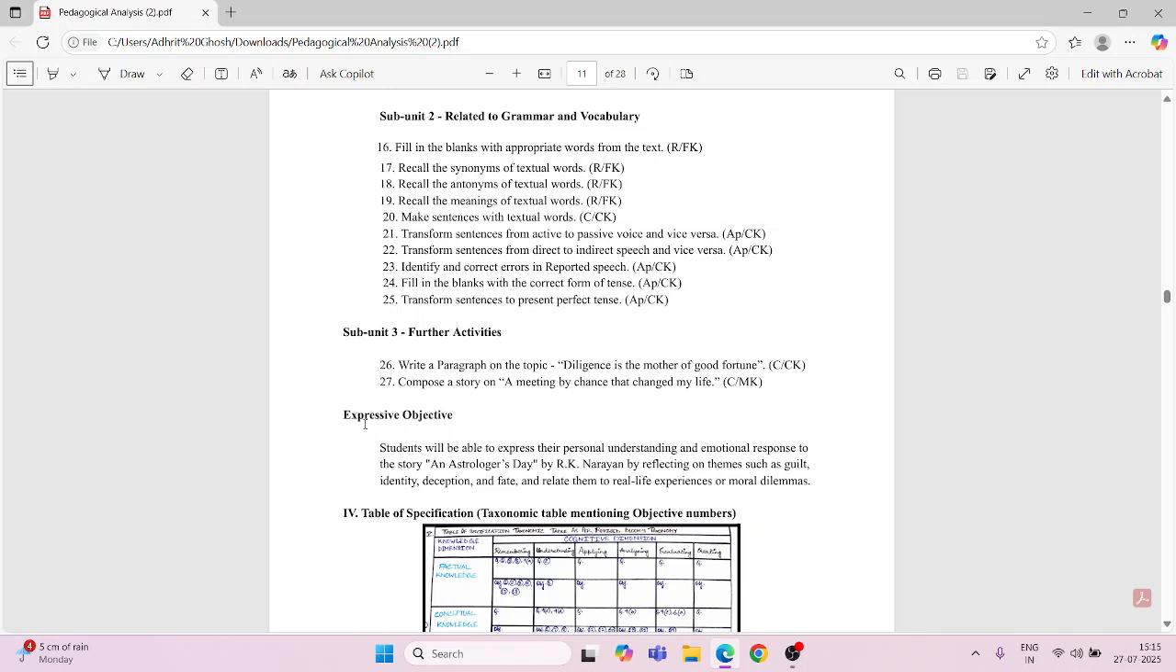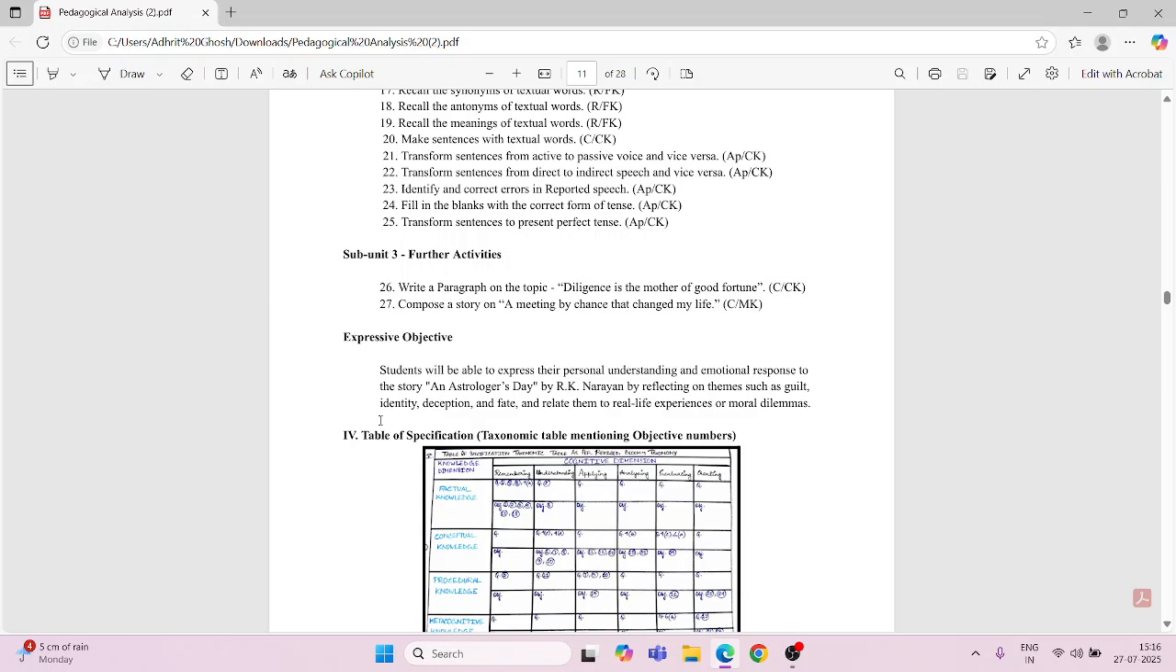Many a times, expressive objectives cannot be recorded in the table of specification. It is something maybe related to the values, or some emotional response, some affective dimension related thing, or personal understanding that the child develops based on the lesson, or value development. So based on that, we write down our expressive objectives. In this lesson, we have recorded that the students will be able to express their personal understanding and emotional response to the story by reflecting on the themes such as guilt, identity, deception, and fate, and relate them to real life experience or moral dilemmas.